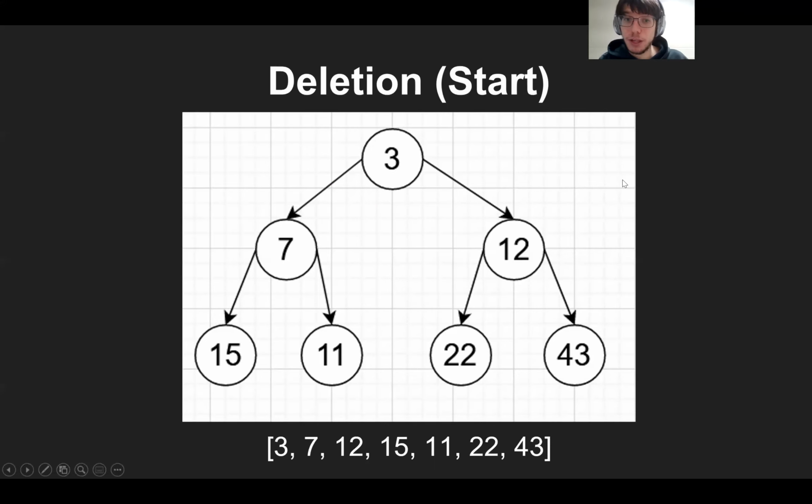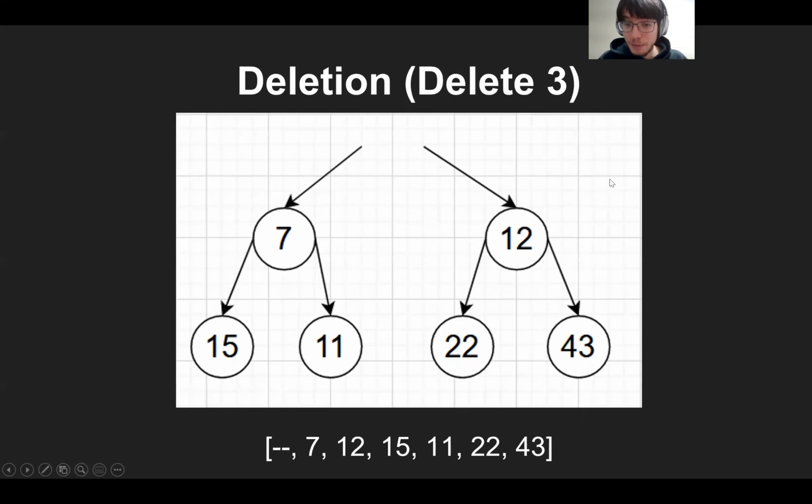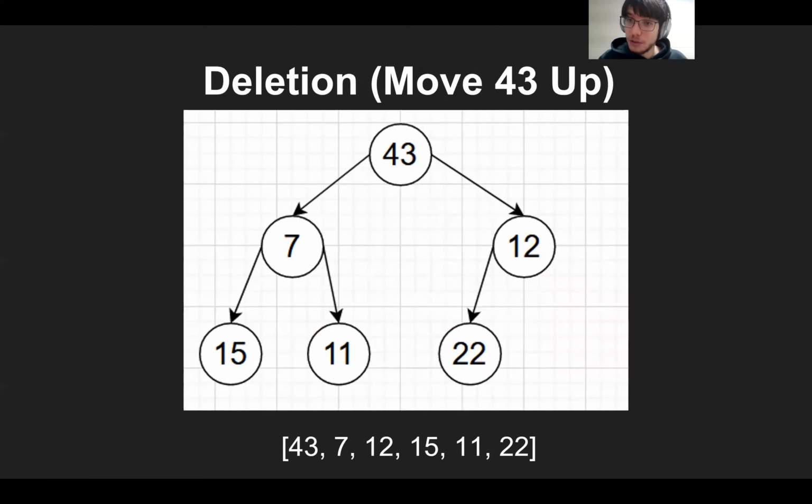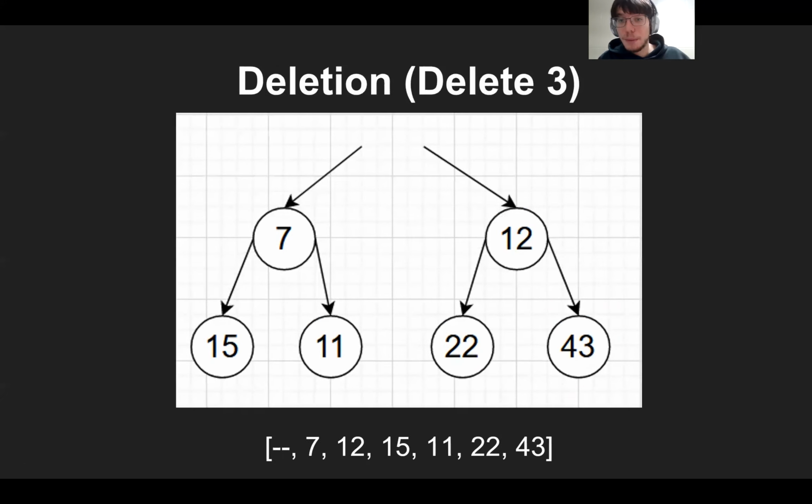So that's what this is going to look like. We delete the 3 from the tree, and notice there's nothing here. So then we're going to take the last element and put it into the beginning. And that's it. So we move 43 up. We don't move it up step by step. We just take the last one, wherever it was, and put it at the root.